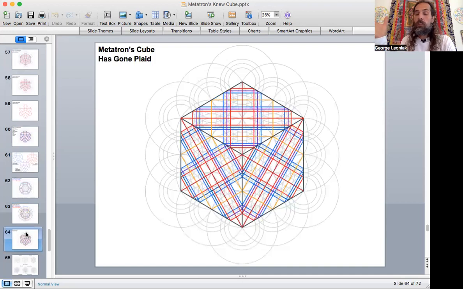And here Metatron's cube has gone plaid because I've laid out all the extension lines of these shapes all together, blended together, mixed in one, and just framed it all in a cube because it's all in the cube. And even the star tetrahedron version of that, we put the star tetrahedron in there, going across with the cuboctahedron. It's just one big plaid party with this drawing.